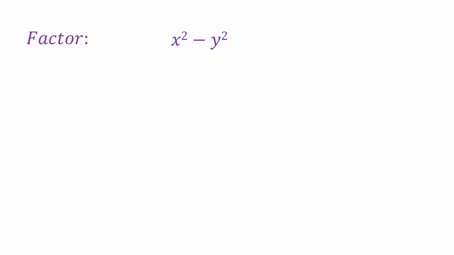So we can factor it as x minus y times x plus y. So to check if it's correct, you can multiply the two binomials using the FOIL method if you have learned it already. So if you multiply these two factors, it should go back to x squared minus y squared. So that's why it's the factored form.